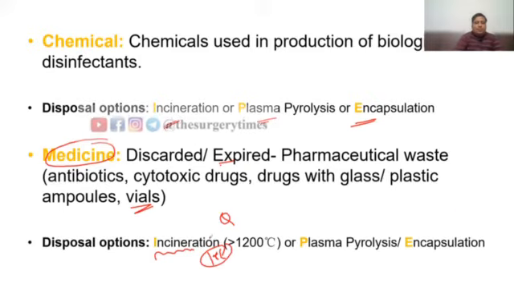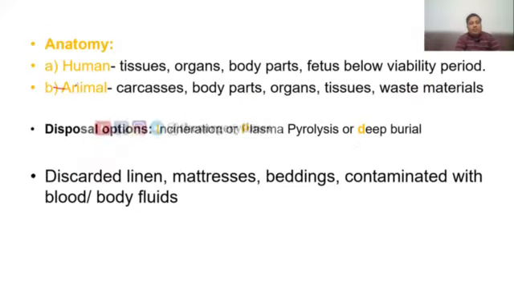Okay, IPE. Now, human anatomy or animal. So, human tissue, organ, body part or fetus below the viability period. Now, animals like carcasses, body parts, organ, tissue, same. Now, disposal option is IPD. IPD, it is easy. Anatomical waste means any organs, and it can be incineration or plasma pyrolysis or deep burial. You can deeply bury it inside the soil also.